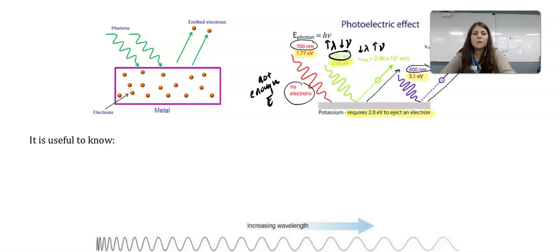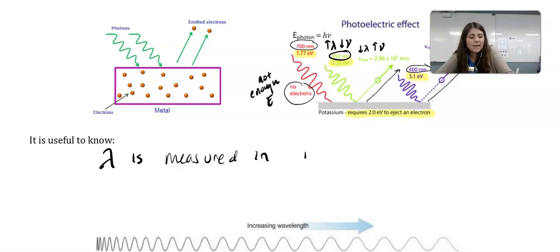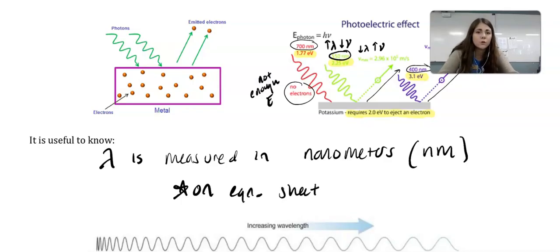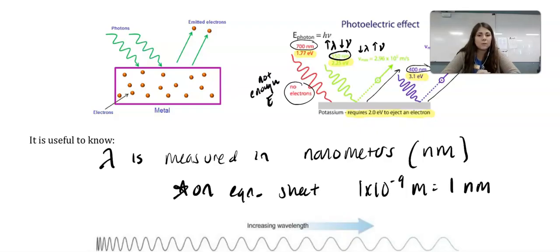All right. A few quick things to go over. It is very useful to know that wavelength is measured in nanometers. Nanometers is going to be nm, okay? On your equation sheet, which it used to not be like this, they actually tell you the nanometers to meters conversion. It should be fairly straightforward to memorize though. Nano kind of sounds like 9. So here the conversion is 1 times 10 to the negative 9 meters equals 1 nanometer.